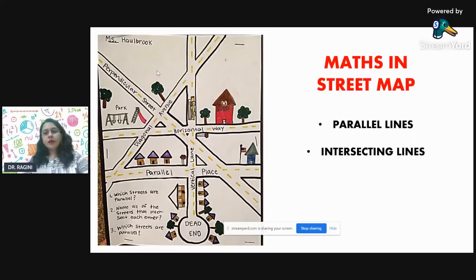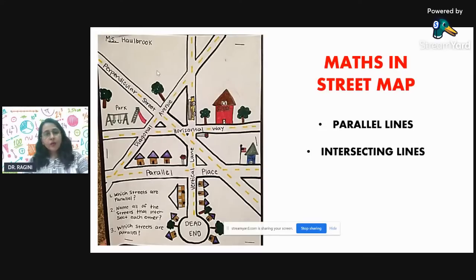If we go according to social science activities, I think many of you are teachers, and if you teach social science, you must already be doing this activity in your class about making your own neighborhood. So that same activity could be changed into a maths activity even. This could be done again with the use of a scale, with the proper geometrical shapes, triangles, rectangles, everything.